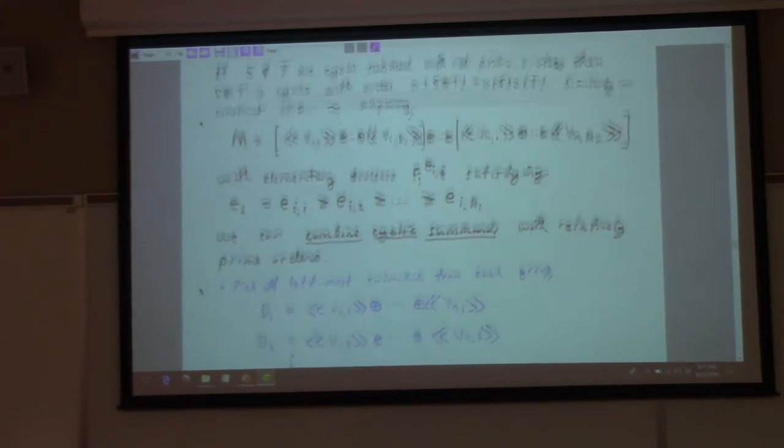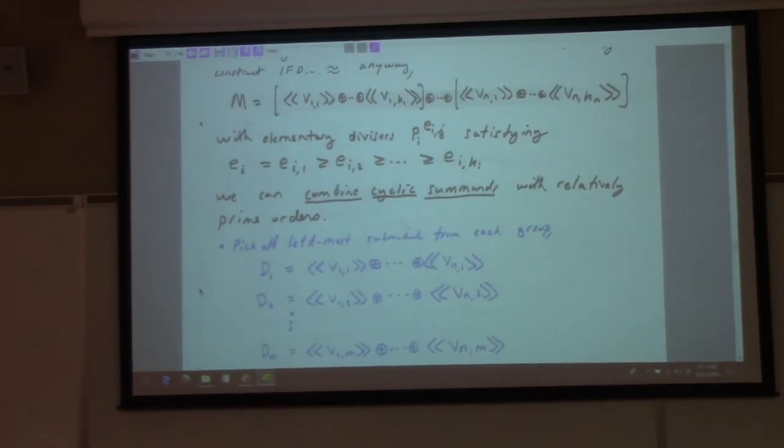Here we go. So what he says is you pick off the leftmost submodule from each group, like V11 all the way out to VN1, that's your D1. And then pick off the second one from each group, right? It could be that these are 0, so we just would direct sum with 0, it just basically disappears. And then all the way out until one of these has the longest length. So one of these has got m of them in it.